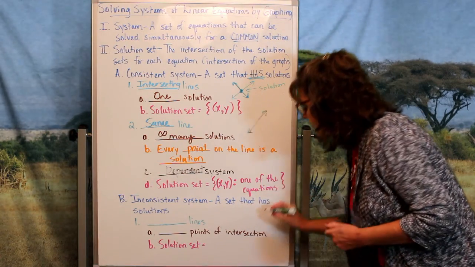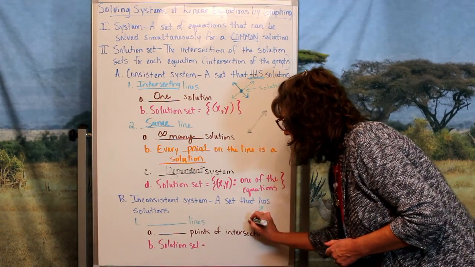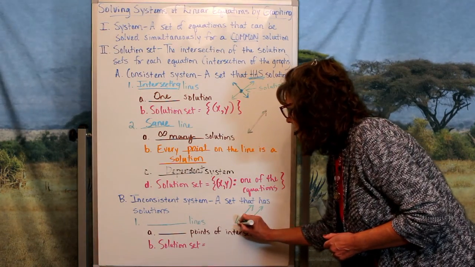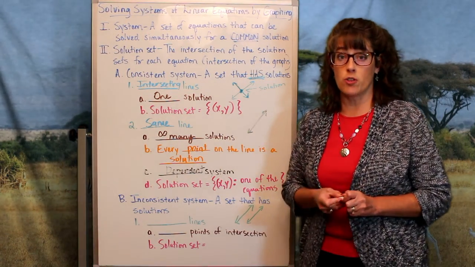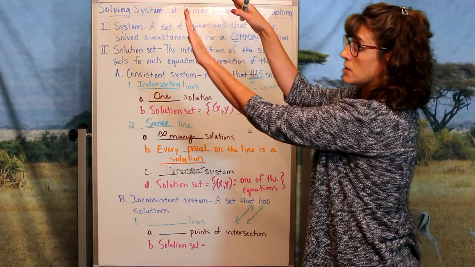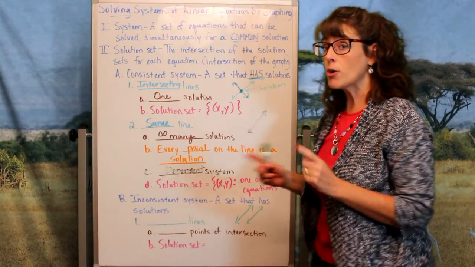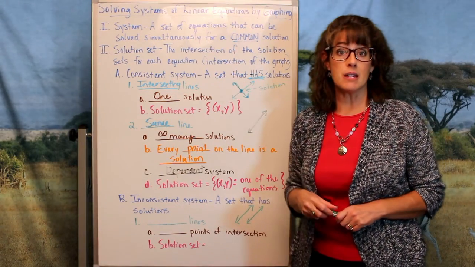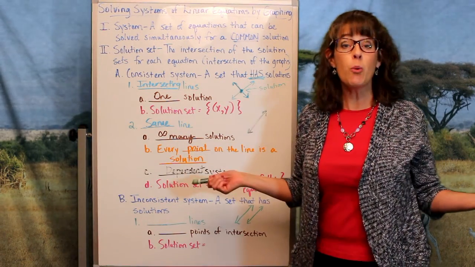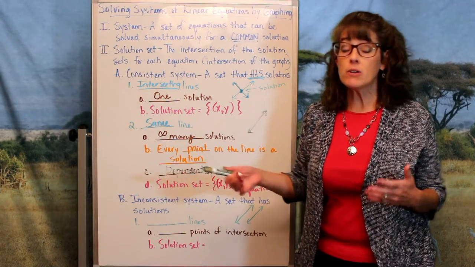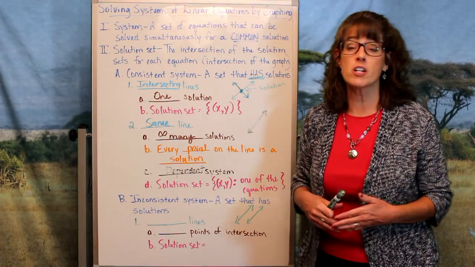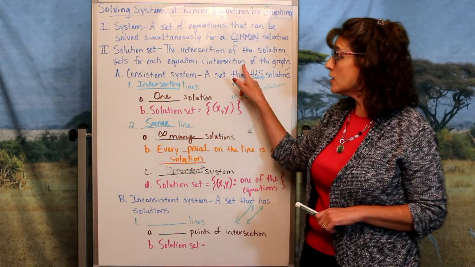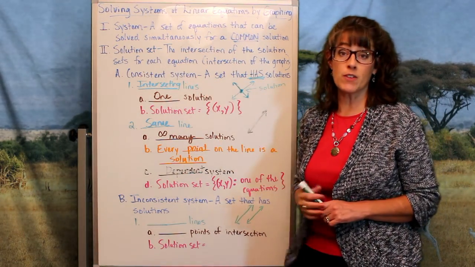What if we graph one of the lines and it goes like this, and we graph the other line and it goes like this, and they are parallel to each other? Remember, parallel means it's got the same type of tilt. So if they are parallel to each other, where is that point of intersection going to be? You're right, there's no point of intersection, because parallel lines are never going to cross, never going to touch, never going to intersect. And remember, that is where my solution set is, at that point of intersection.